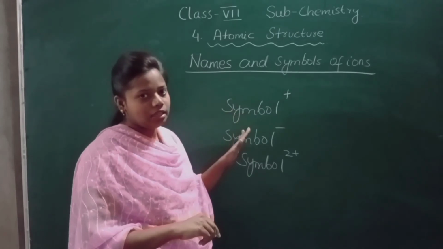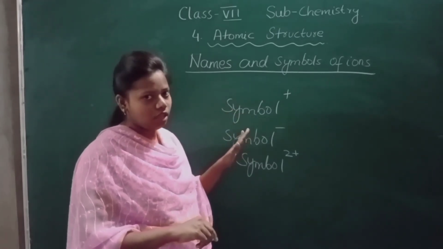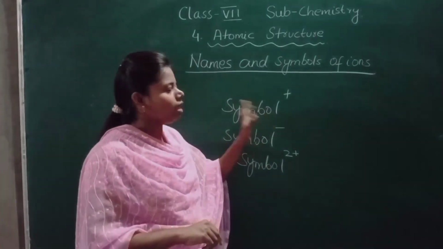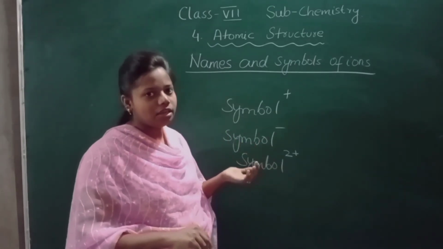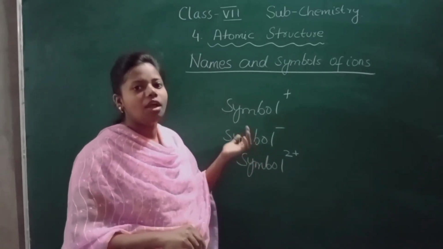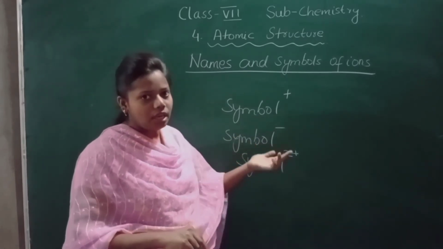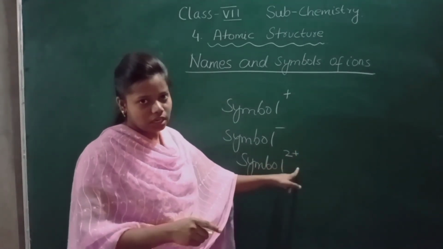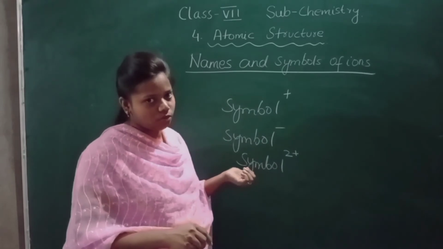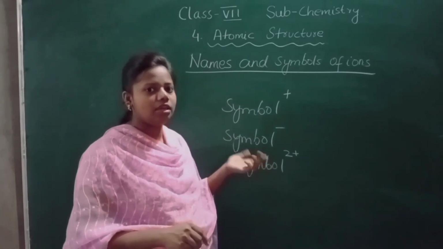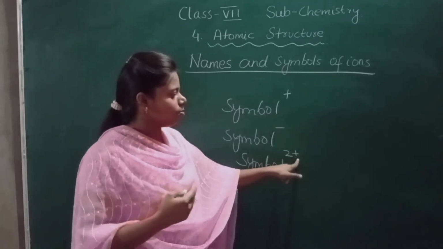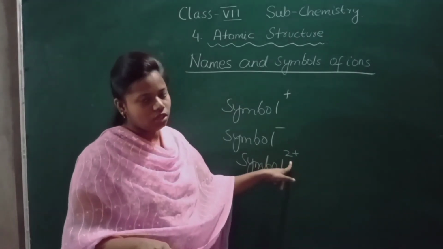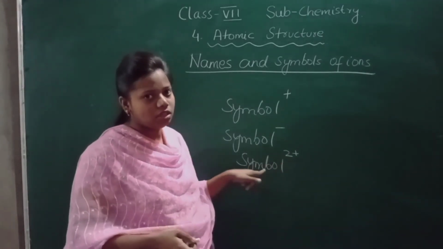You will write the symbol of the chemical element. When the atom loses an electron, it becomes positively charged, so you will write a plus charge. When it gains an electron, it becomes negatively charged, so you will write a minus sign. When it loses 2 electrons, you will write 2, and lose means a plus charge. When it gains electrons, whether 2 or 3, you will write a minus charge. When it loses, plus charge; when it gains, minus charge; and how many electrons it loses or gains, you will write here, whether 2 or 3. In this way we represent the symbol of an ion.